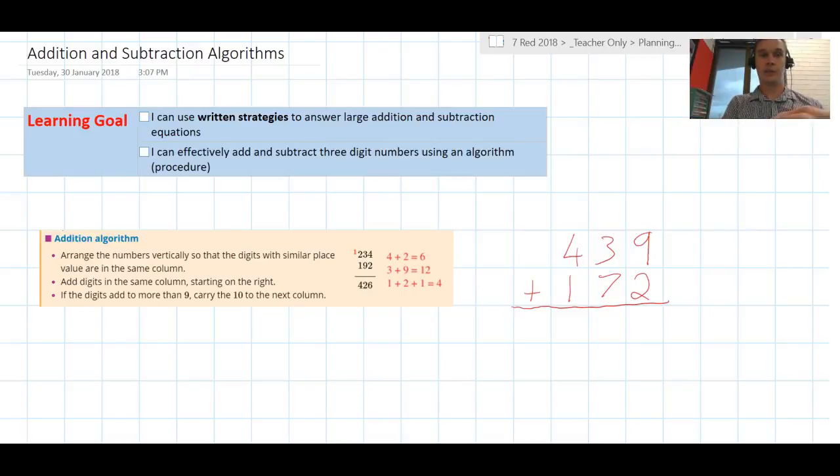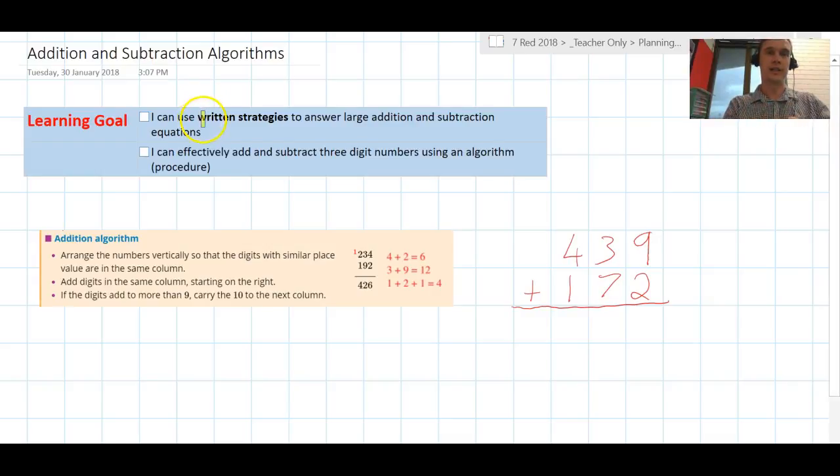So this video here is going to be about addition and subtraction algorithms. Algorithms basically just means procedures. At times we can't do mental strategy. We can't often do large sums in our head. So it's important that we write them down and we follow certain steps.